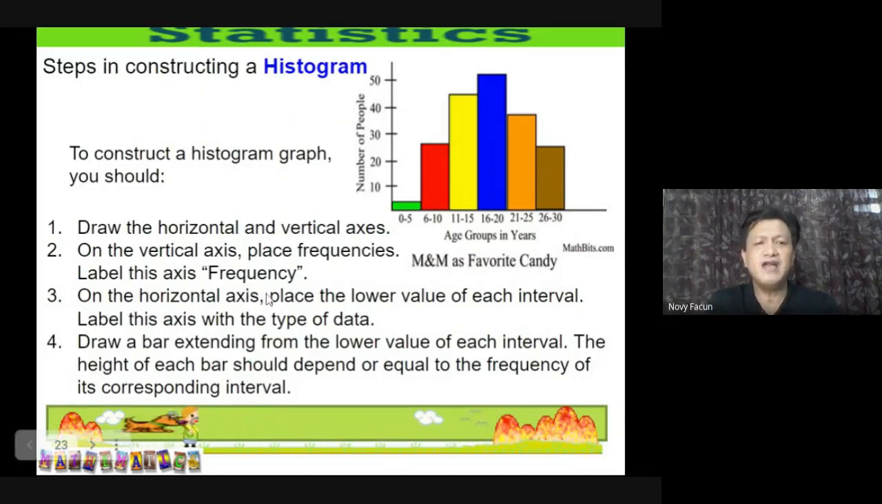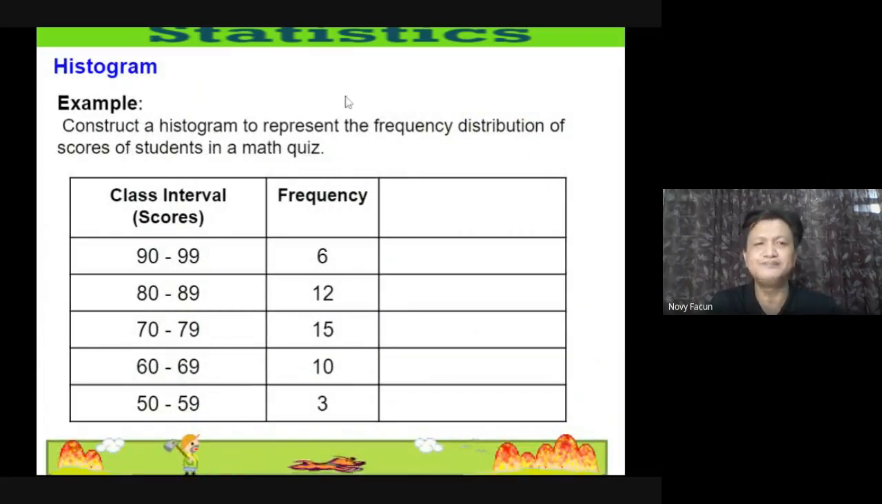On the end label the x-axis, no? I mean this axis, okay. And then on the horizontal axis, ito yung horizontal natin, place the lower value of each interval, okay. Then label this axis with the type of data. And then number 4 step, draw a bar extending from the lower value of each interval. The height of each bar should depend or equal to the frequency of each corresponding interval. Ibig sabihin, yung taas ng bar natin, nakadepende kung ilan ba yung number of the frequency or bilang ng estudyante. Okay, let's proceed, no, para ma-visualize ninyo.